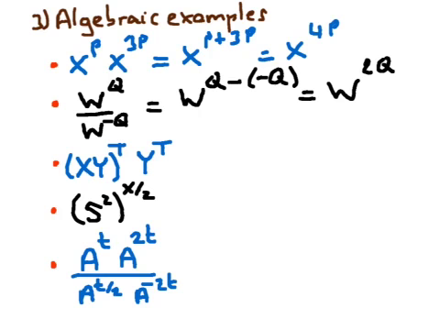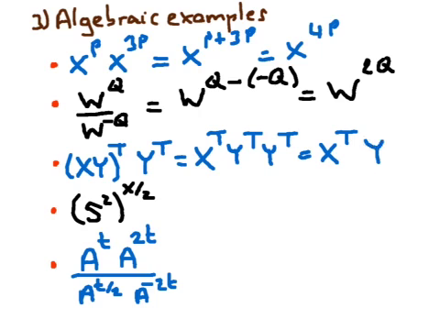The next example, x times y all to the t times y to the t. Well, we can look at the brackets and expand it, recognizing again we have a product of two factors, so this means x to the t multiplied by y to the t, and then we also have this factor of y to the t, and then we can recognize we have x to the t here multiplied by y to the t plus t, so this is y to the 2t.